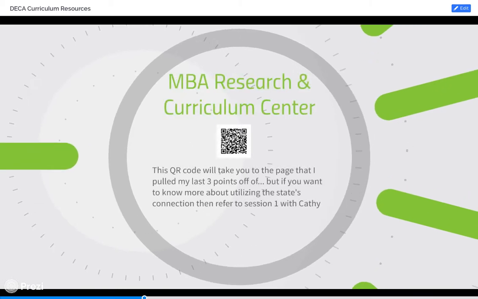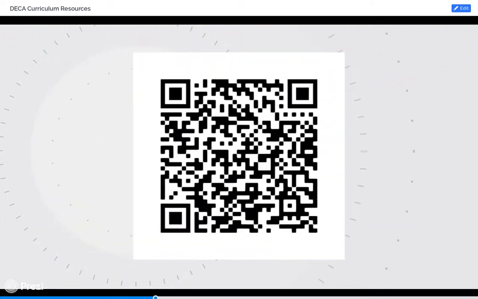MBA Research and the Curriculum Center. Scan that QR code. This QR code will take you to the page that I pulled my last 3 points off of, but if you want to know more about utilizing the state's connection, then you need to watch Kathy's session 1. There's the QR code for my last statements.